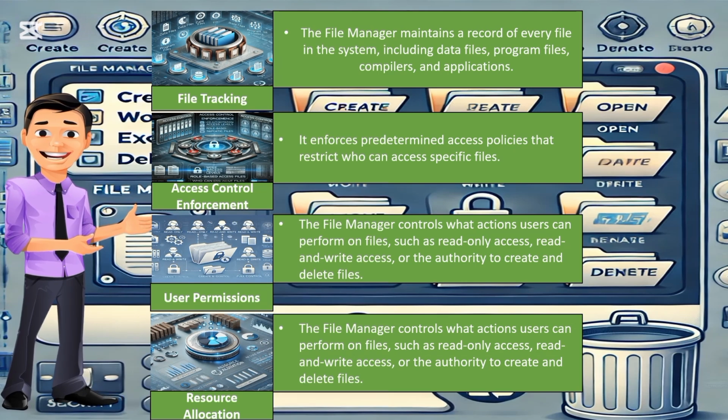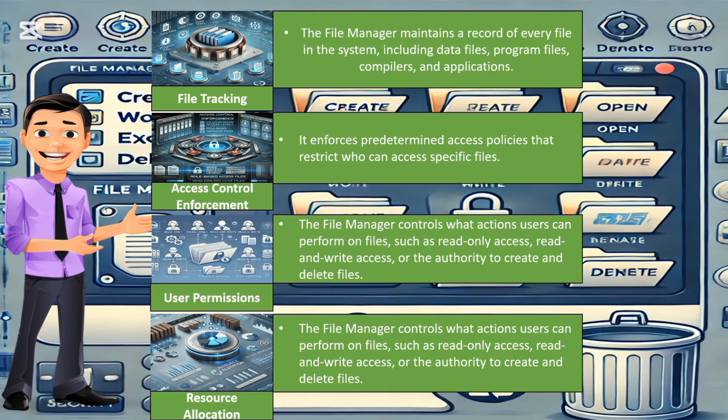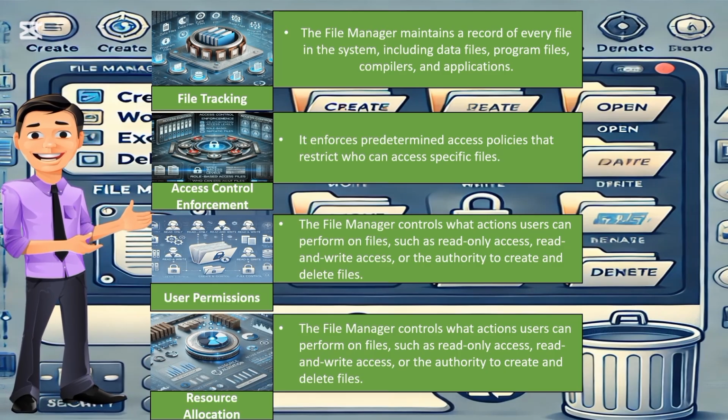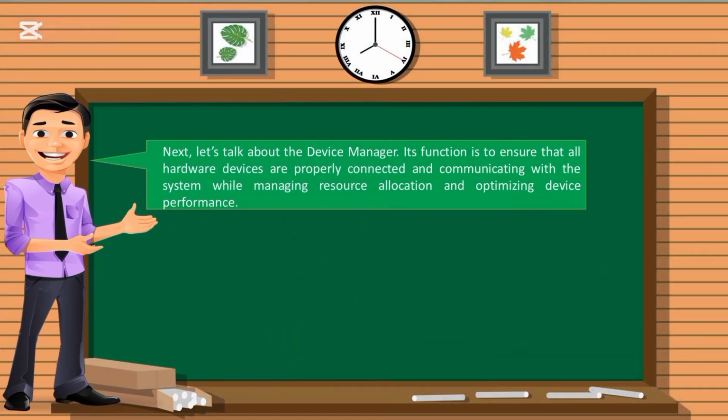User permissions. The file manager controls what actions users can perform on files, such as read-only access, read and write access, or the authority to create and delete files. Resource allocation. Next, let's talk about the device manager.